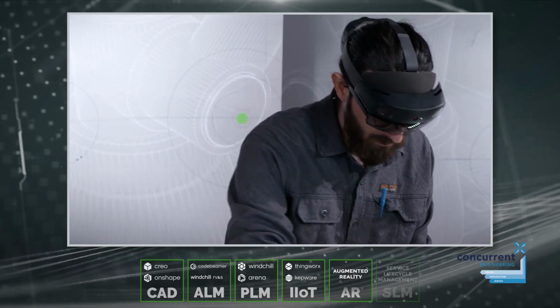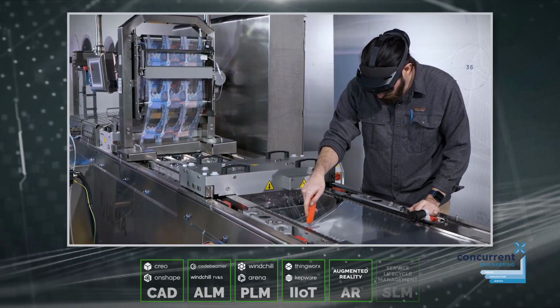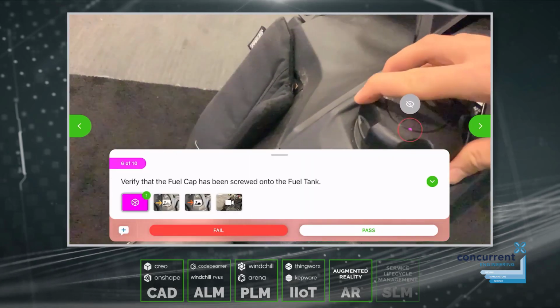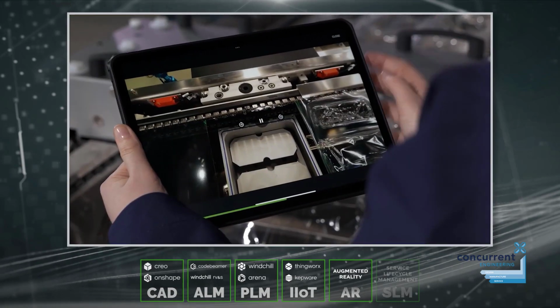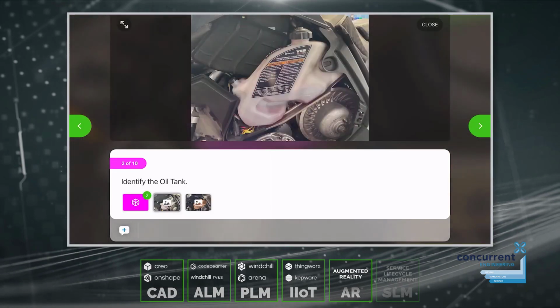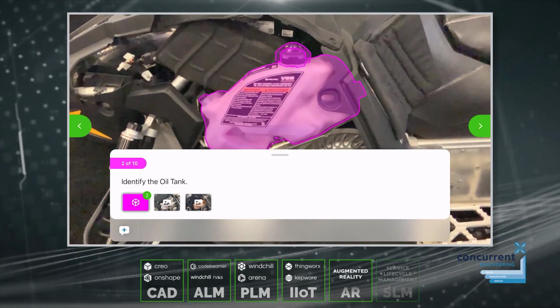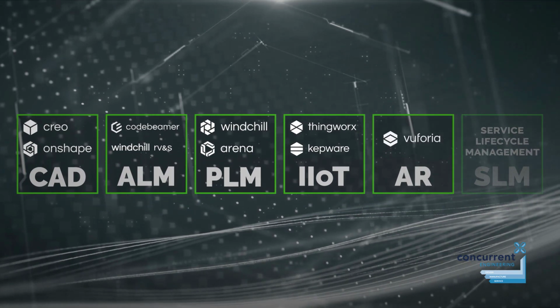With AR, intuitive visual guidance and step-by-step instructions, technicians can more efficiently service and repair machines, improving first-time fix rate. You can perform more accurate quality inspections on complex assemblies, operate machines more effectively and get a new generation of frontline workers into production faster with immersive training. PTC's brand for augmented reality is Vuforia.